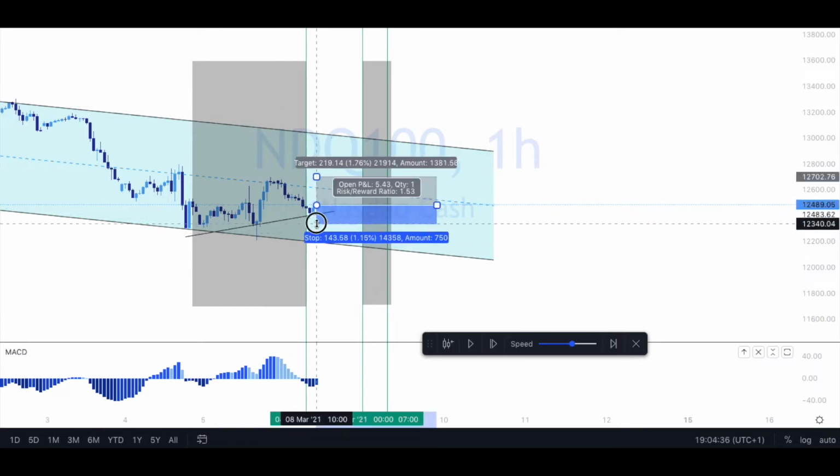And I'll be looking for an area to stack. So this one right here, let's just say 100.